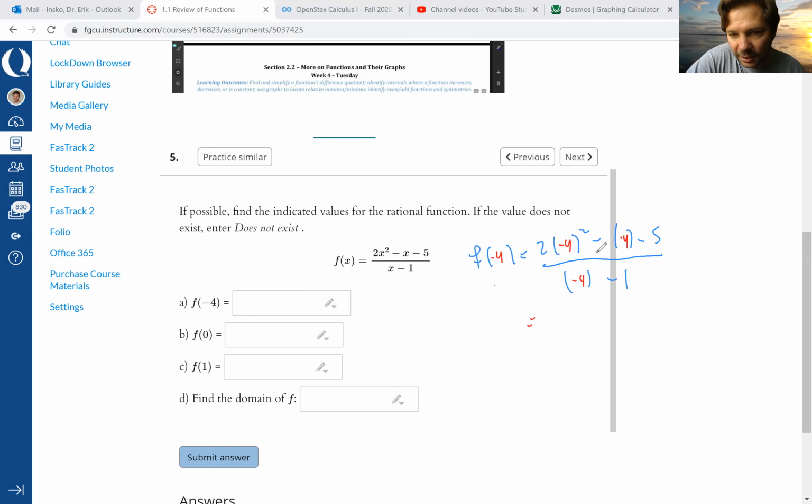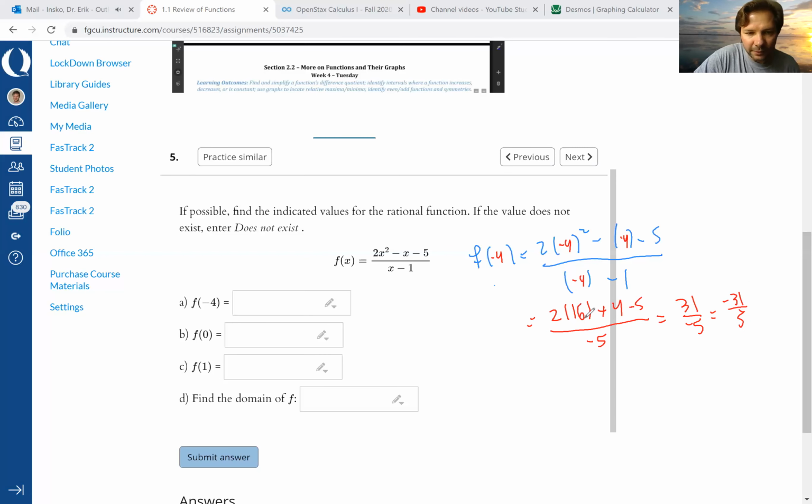So I get 2 times 4 squared is 16. So that's 2 times 16. Minus -4 is +4 minus 5. And then all over -4 minus 1 is -5. Okay, so that's 32 plus 4 is 36 minus 5 is 31 over -5. And so the answer there would be -31 over 5.